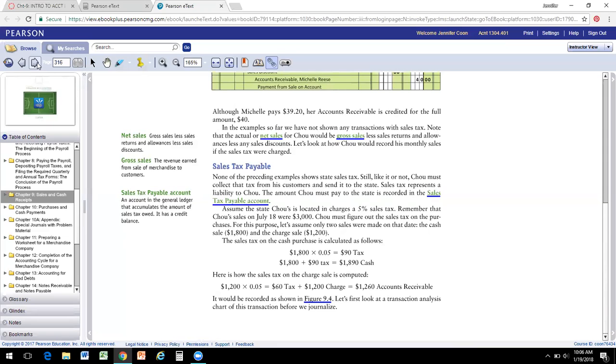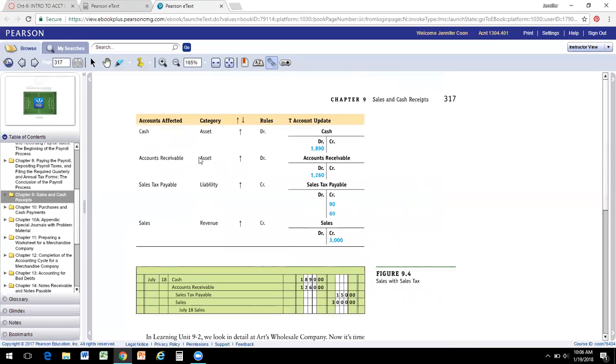And probably the next page we have this wonderful journal entry. So they're giving us $1,890. I like journal entries better than these T accounts, but maybe you like T accounts. They give us the $1,890. Apparently, they're splitting some of that out into accounts receivable. Maybe they didn't pay the full amount. Sales tax payable is $150.